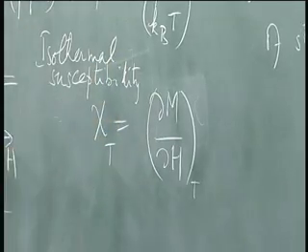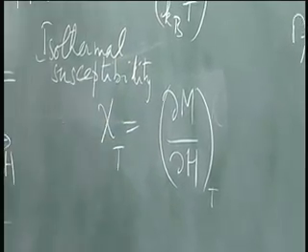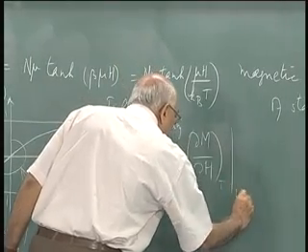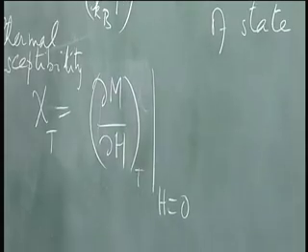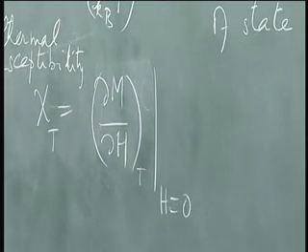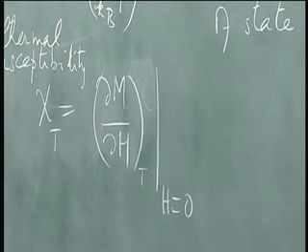Chi is delta m over delta h, evaluated at h equal to 0. That is important, only then does it make sense. It is the slope of this graph, and that is all it is. But what is that equal to? There is an equation of state, so what is that equal to?